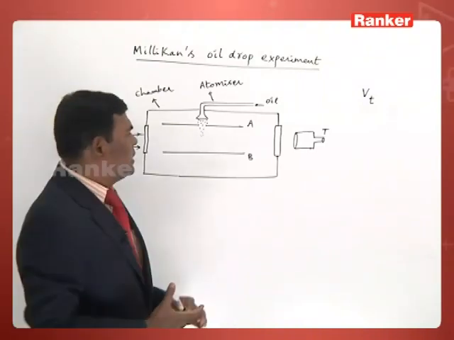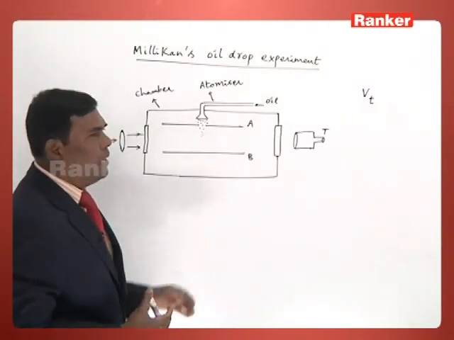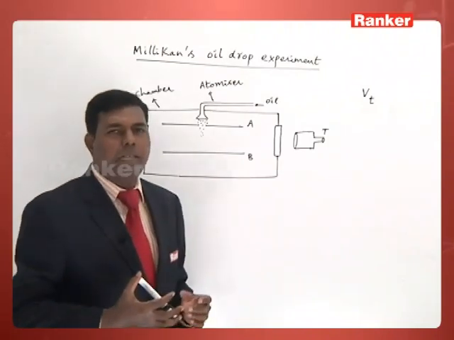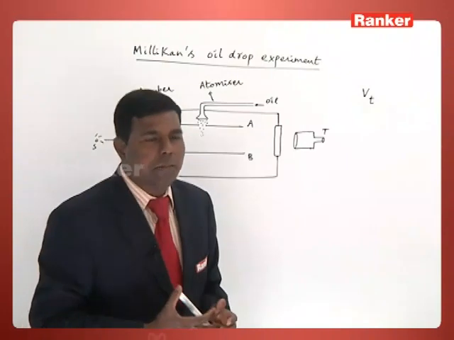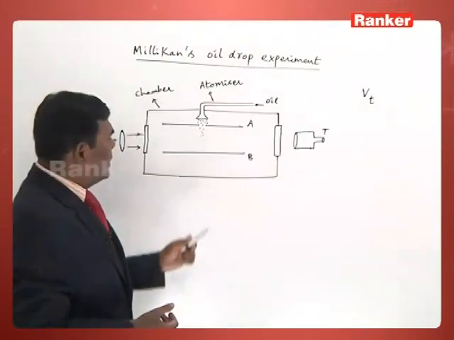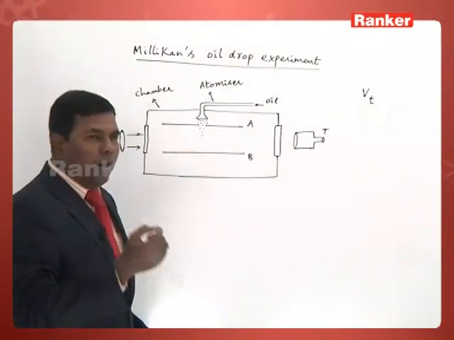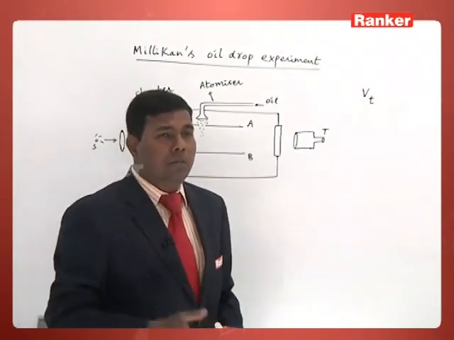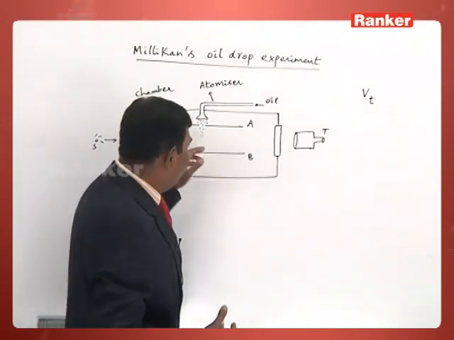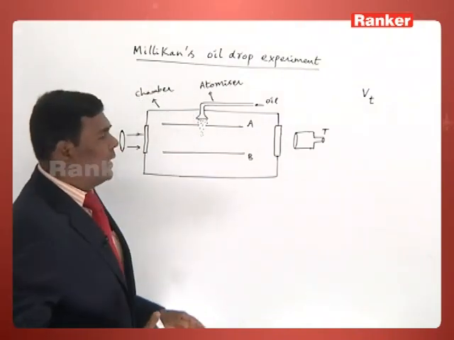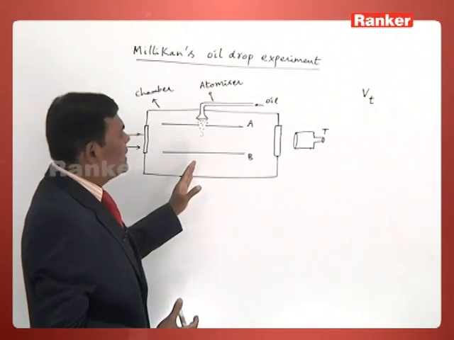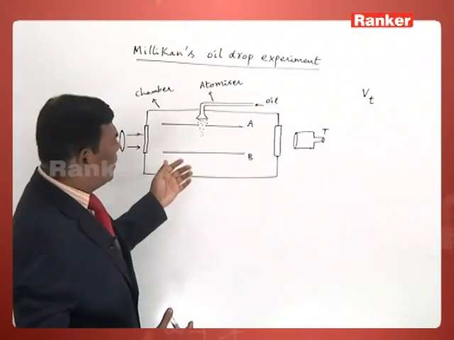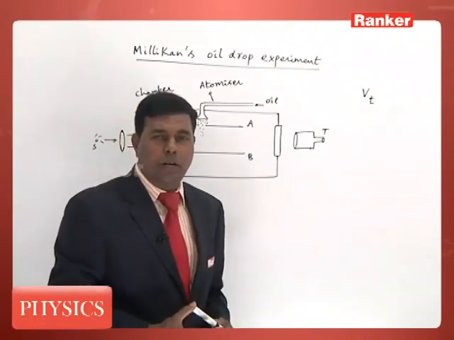After that, the two metallic plates A and B can be connected to an external power supply so that we can apply an electric field between those two metal plates. Once the electric field is applied, the oil drops experience an electric force. Now the oil drops tend to fall down due to gravity. At the same time, since they are experiencing a net upward force due to the electric field, there are a number of forces acting on the oil drop.